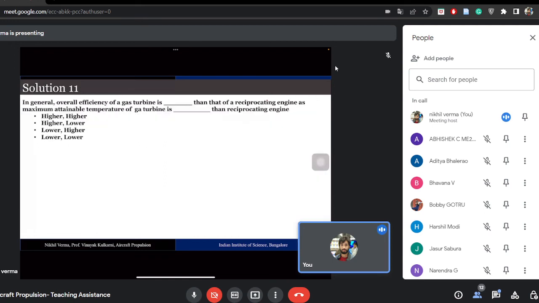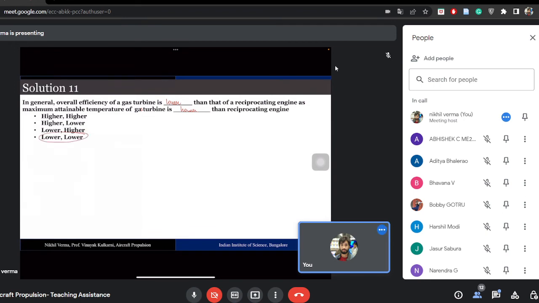Coming on to question number 11, the overall efficiency for a gas turbine is lower than the reciprocating engine, as the maximum temperature attained in a gas turbine is lower. Is it? Overall efficiency for a gas turbine is lower, as the maximum temperature is lower than the reciprocating engine. The correct answer is lower.